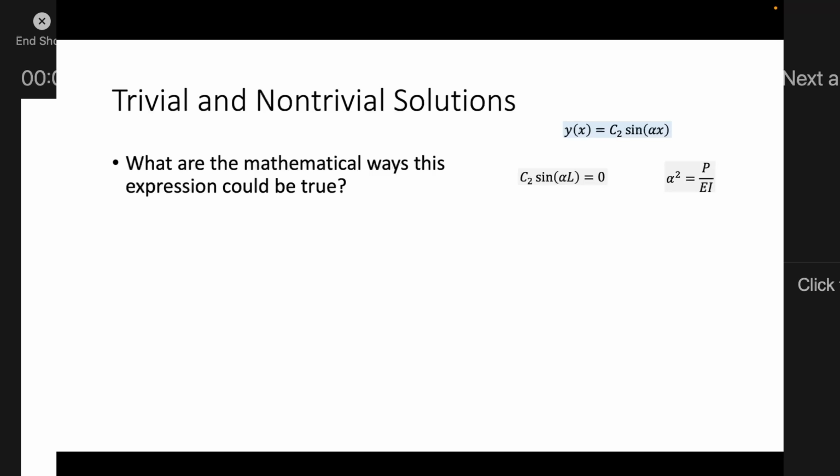What do I mean by that? What are the mathematical ways that this expression can be true? Give me a way that this could be true, and let's ignore physics for a second. The sine has to be 0. The sine has to be 0, but let's dig into that a little bit more.